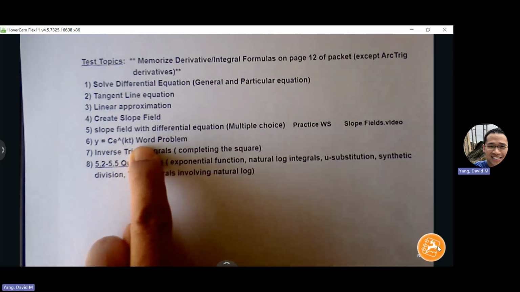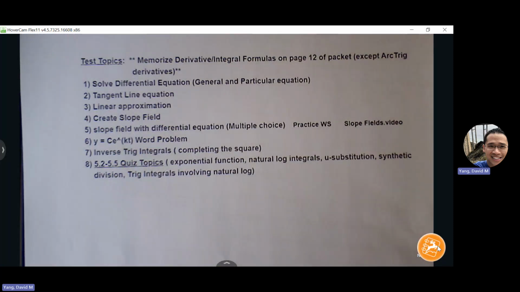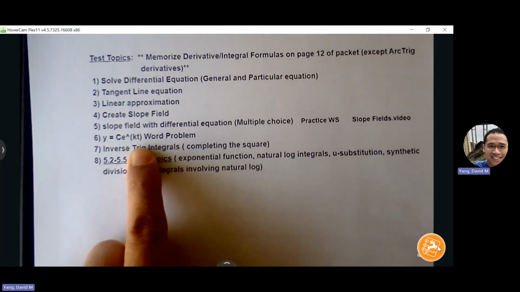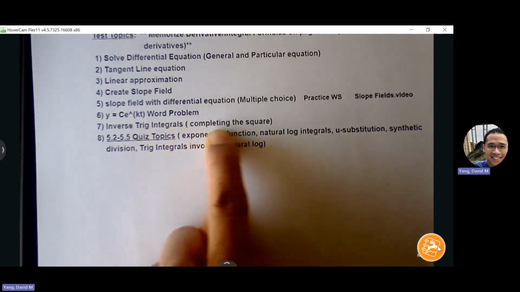The y equals e to the kt word problem: creating all your ordered pairs, and then solving for c, solving for k, and then using your calculator to get to your final answer. Inverse trig integrals, being able to complete the square.